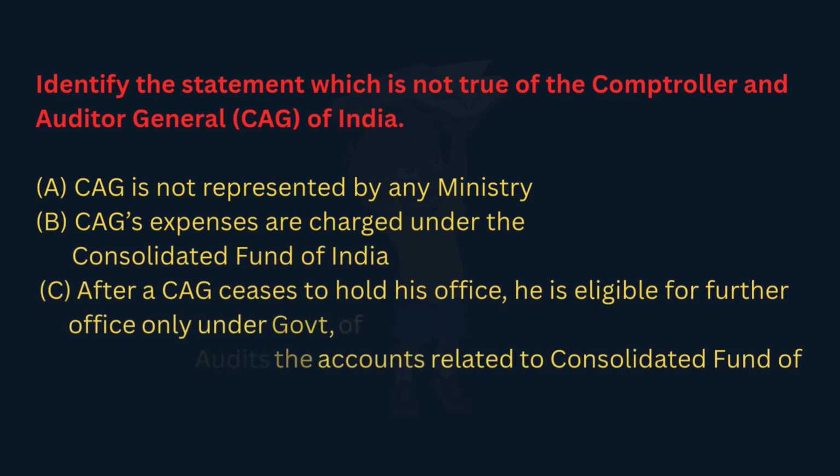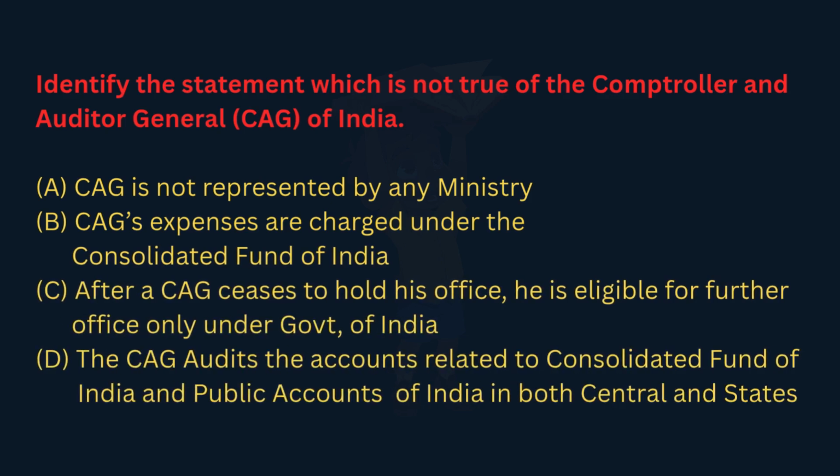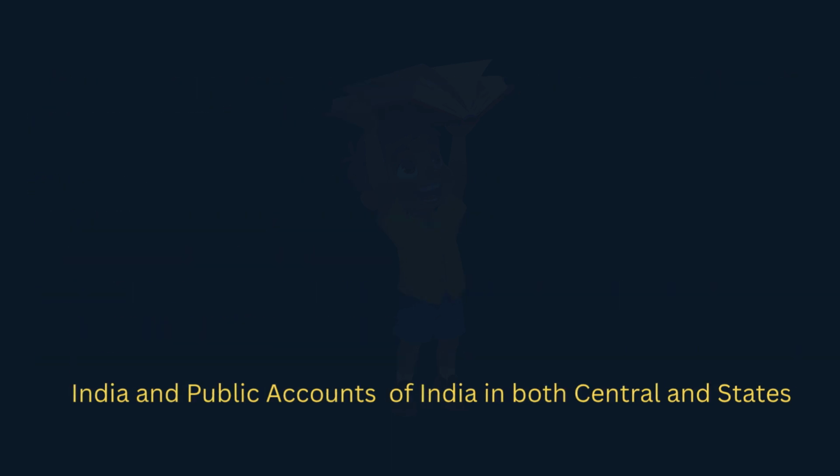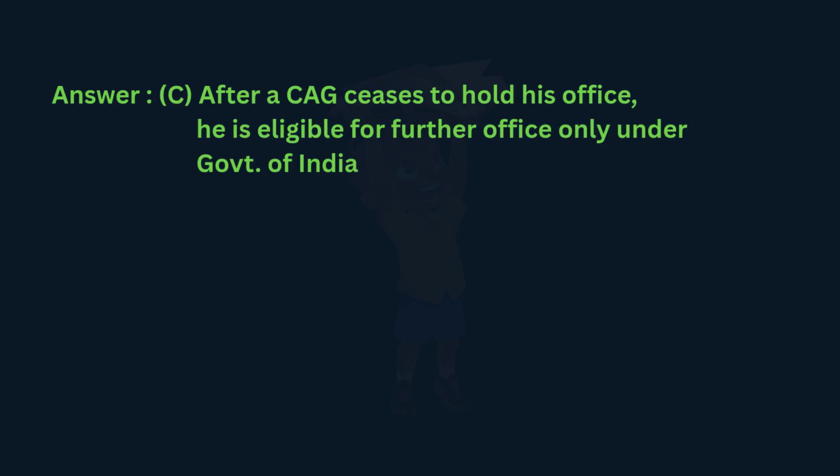Identify the statement which is not true of the Comptroller and Auditor General, CAG, of India. A. CAG is not represented by any ministry. B. CAG's expenses are charged under the Consolidated Fund of India. C. After a CAG ceases to hold his office, he is eligible for further office only under Government of India. D. The CAG audits the accounts related to Consolidated Fund of India and public accounts of India in both central and states. And the answer is option C. After a CAG ceases to hold his office, he is eligible for further office only under Government of India.